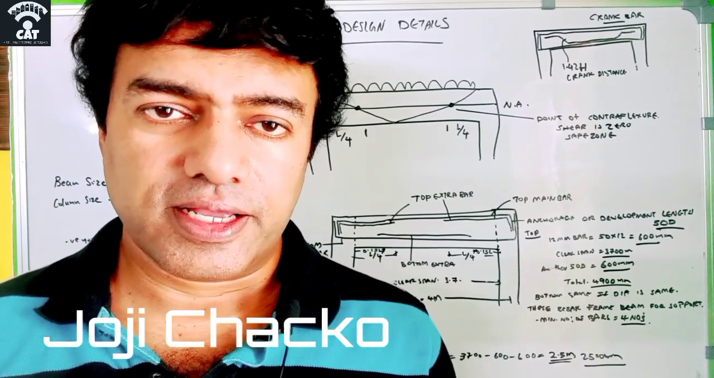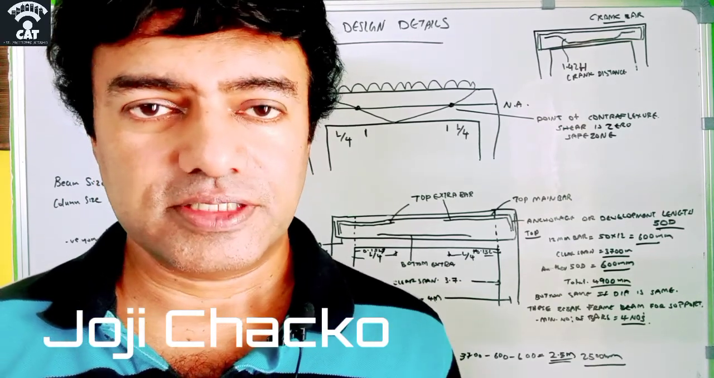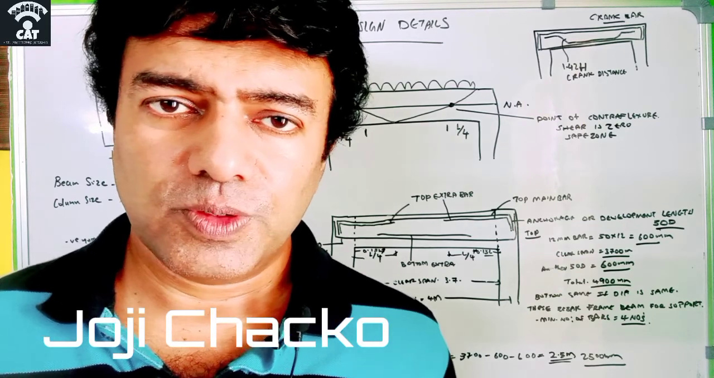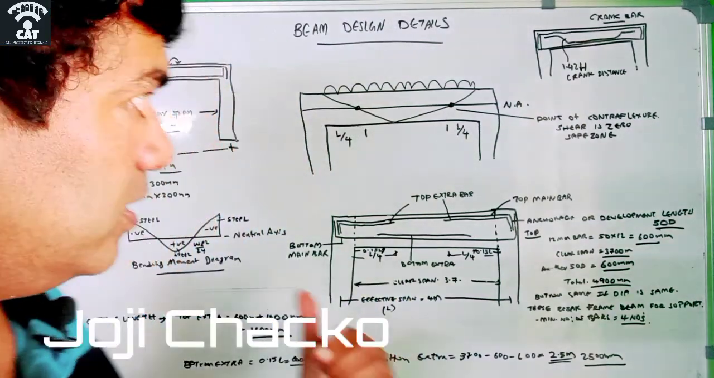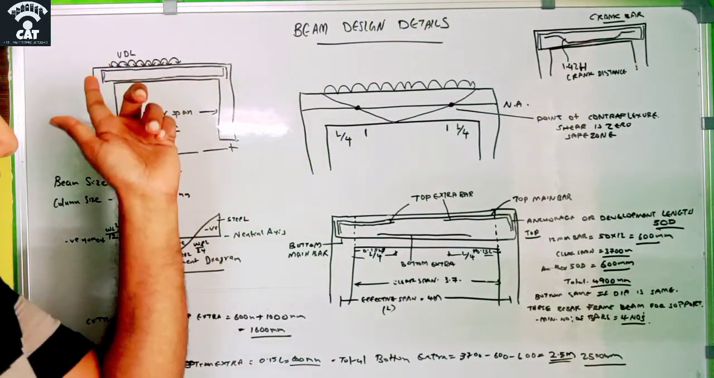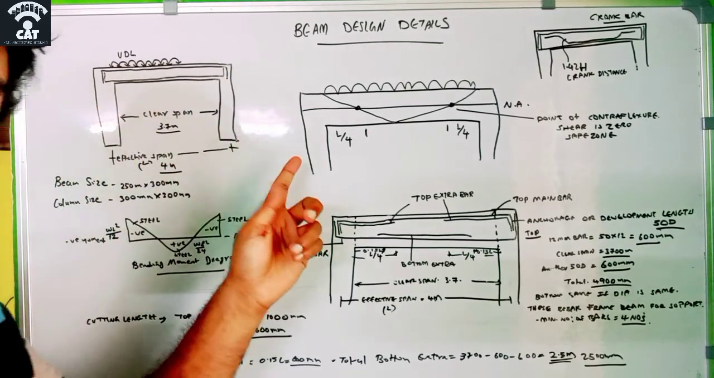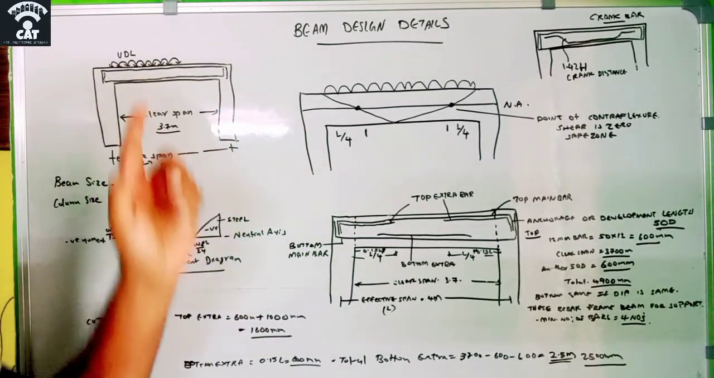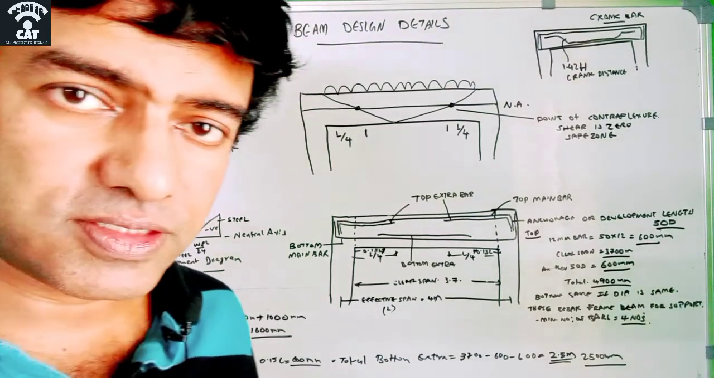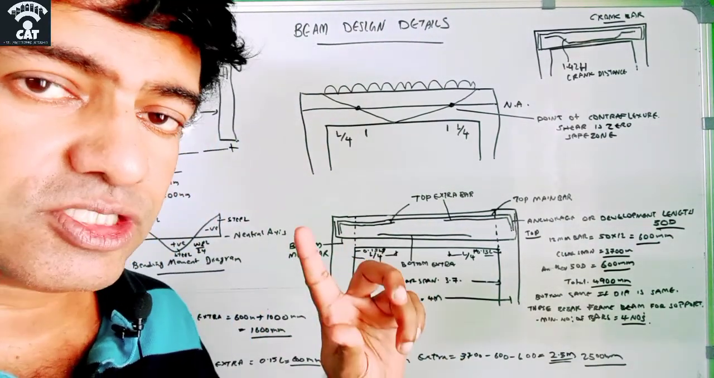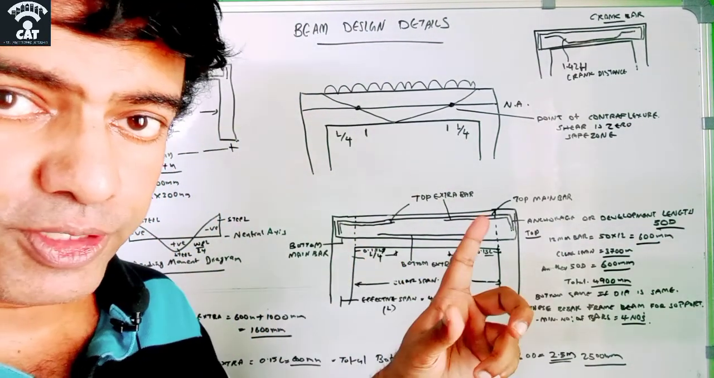Today we discuss the beam design details. So let us go to the A-frame. That is a beam and two columns. Okay, you can see these two columns and the beam. So what is the clear span and what is the effective span in this beam? That we will look into first.